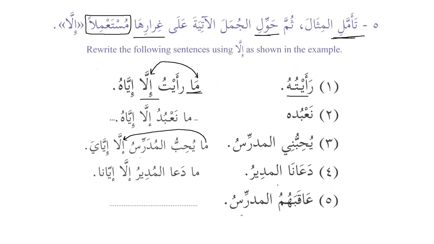And then we have aqabahum al-mudarrisu, the teacher punished them. Ma aqab al-mudarrisu illa iyahum. Excellent. Mumtaz. The teacher did not punish except them, or but them. So if you remember, I think two lessons ago, we discussed that the combination of ma and illa is used for hasr, and similarly we have learned that the combination of la and illa is also used for hasr, and this is used a lot in the Quran.